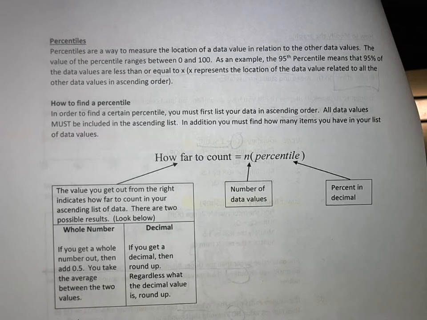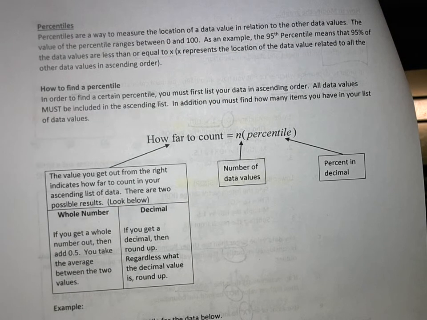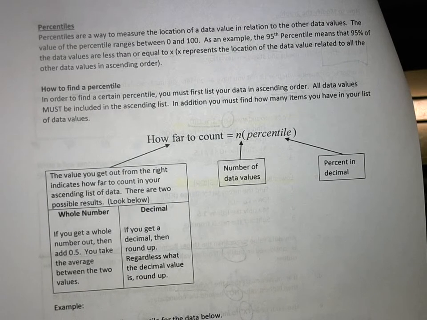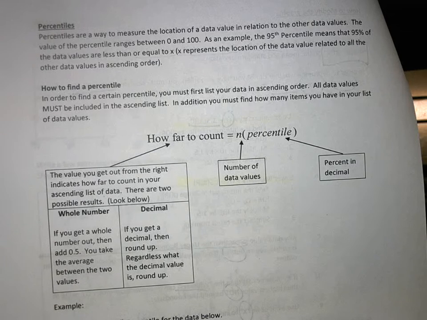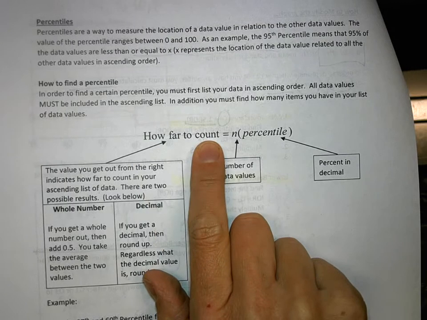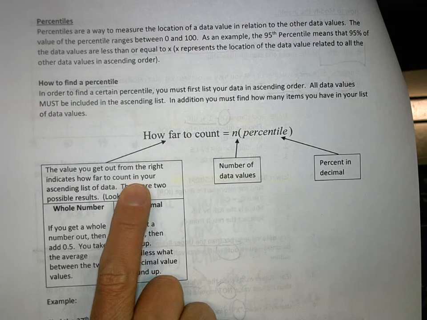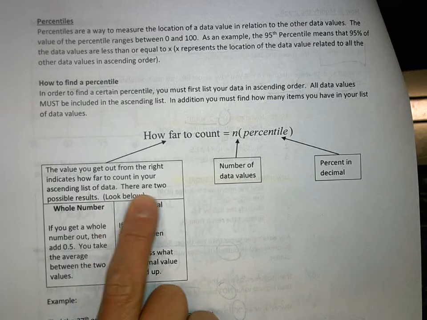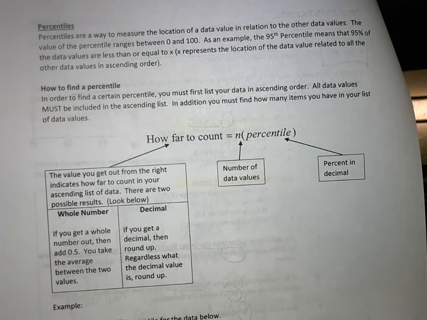Okay, so how to find a percentile? You must first list your data in ascending order, which we've been doing the whole time, okay? All data values must be included in the ascending list. In addition, you must find out how many items you have in your list of data, which again, we're doing most of the time, right? We're numbering our data, making a list from lowest to highest. So how far to count, which means the value you get indicates how far to count in your ascending list. There are 2 possible results.